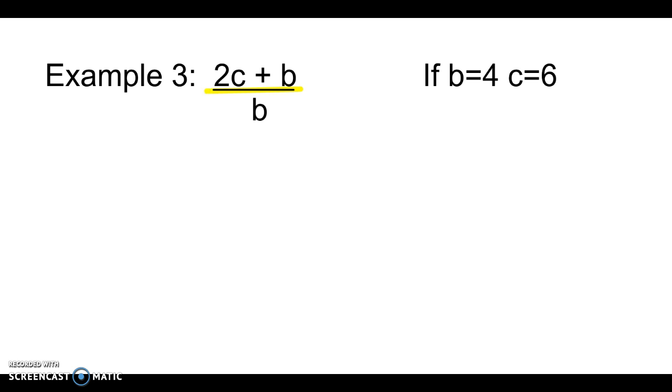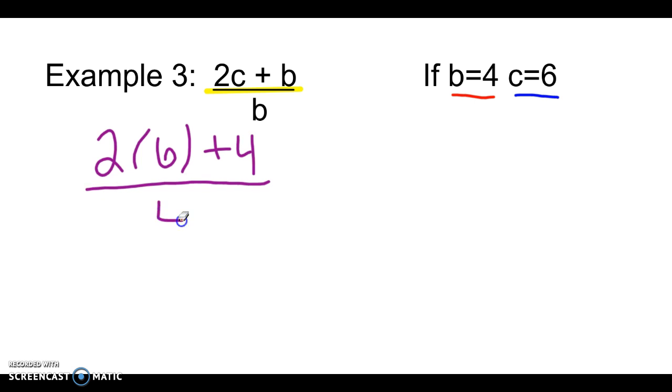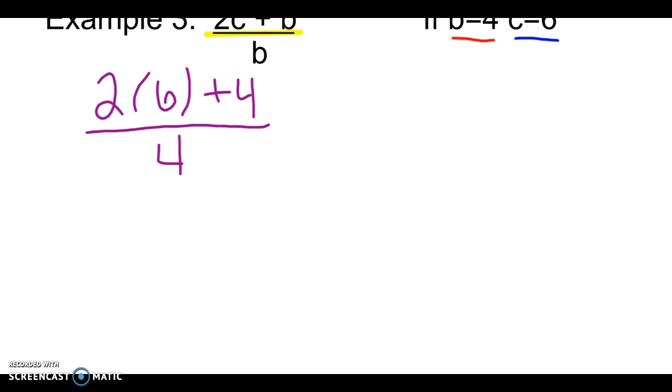We're still going to plug in, just like we did in the last 2 examples, and then we're going to chug through it. Everywhere I see a C, I'm going to plug in the number 6. And everywhere I see the letter B, I'm going to plug in 4. Okay. So 2 times 6 plus 4 divided by 4. I'm going to start with the top of my problem. So 2 times 6 is 12. I'm bringing the plus 4 and divided by 4.